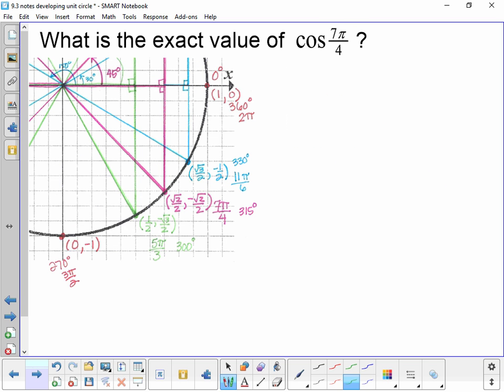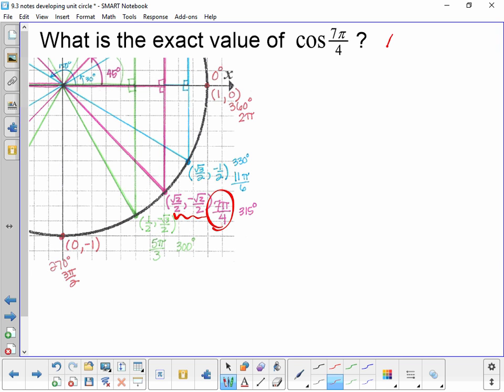Let's try a cosine in radian measure. So the radian measure we want to look at here is 7 pi over 4. 7 pi over 4 is in the 4th quadrant. And as you're working with the unit circle, you'll get more and more comfortable with where these different angles are. At first, you may have to search a bit as you're looking. So 7 pi over 4 is here. We're going to use some information from this point here.